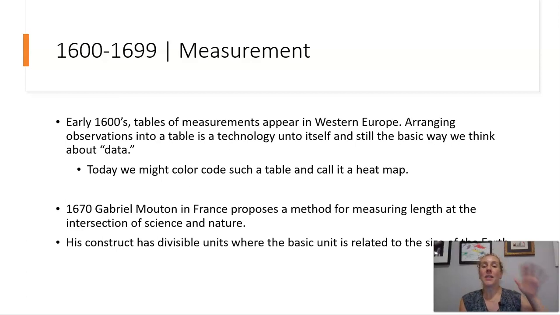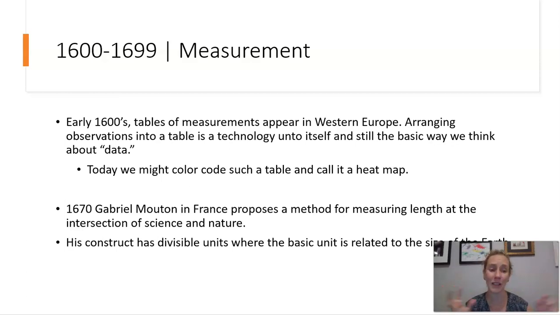Okay. So Gabriel Mouton in France, 1670, proposes this method of measuring length that's at the intersection of nature and science, right? It's nature because he's basing it on the size of the earth, and it's science because it's breaking it down into 100 units. You can see where we're going with this. This gives us the meter.